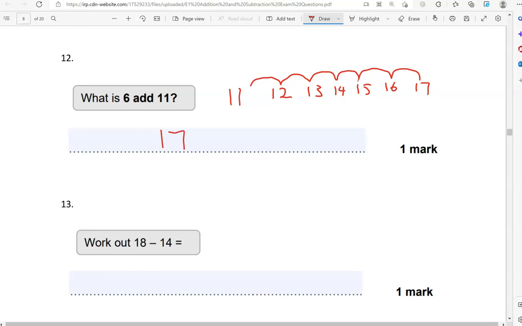Work out 18 take away 14. So 18, if I take away 10, I get 8. So I've taken away 10, I need to take away 4 more. So 1, 2, 3, 4. 7, 6, 5, 4. So the answer is 4.